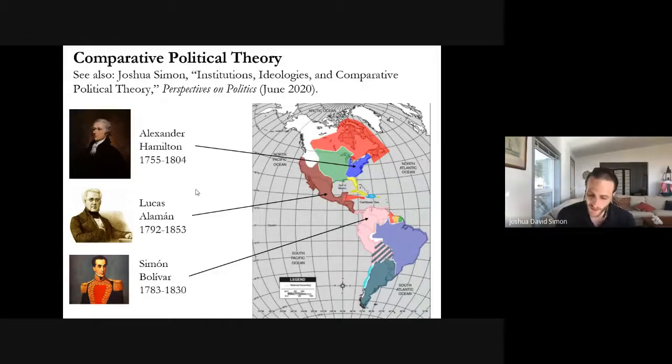So that gives you some sense of the book as a whole. I'd be happy to say more about the comparative argument about any of these three figures if you have questions about them. For now, let me close by considering a couple of the implications of this work.